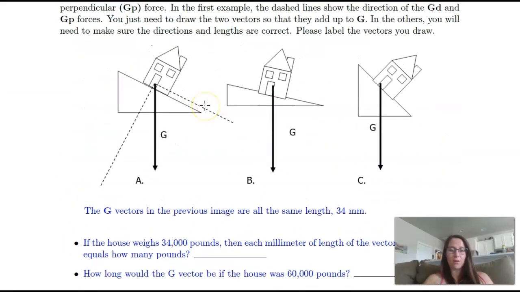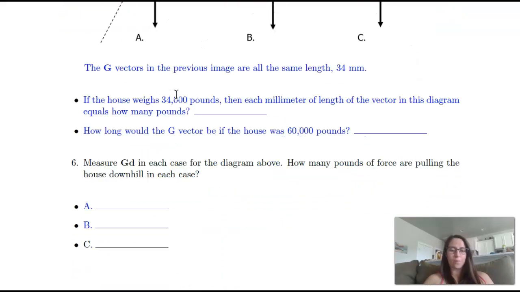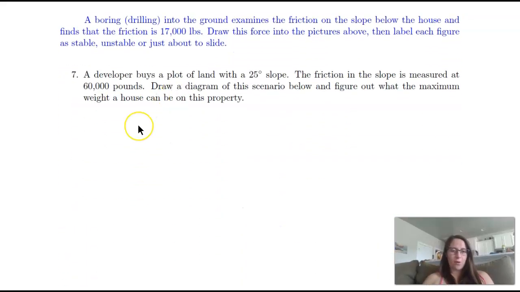So remember that stable means that the friction force equals the gravitational downslope force. Unstable is that the friction force is less than the gravitational downslope force, and just about to slide means that they're the same. I think for stable, I said the opposite. Stable should be friction force is greater than gravitational downslope force. Okay, there you go.